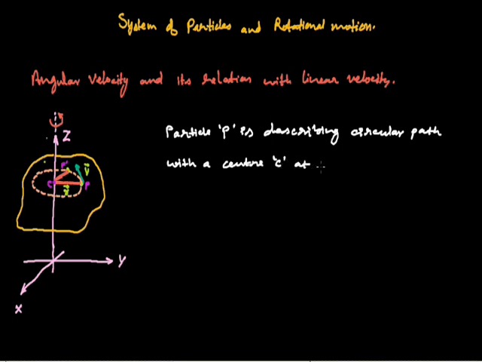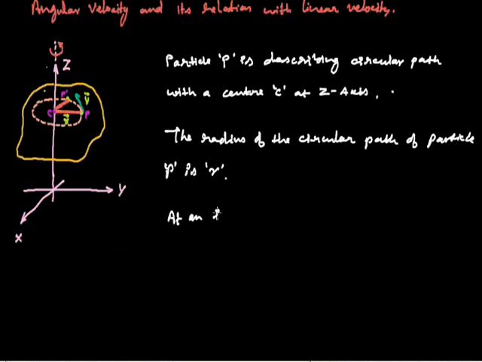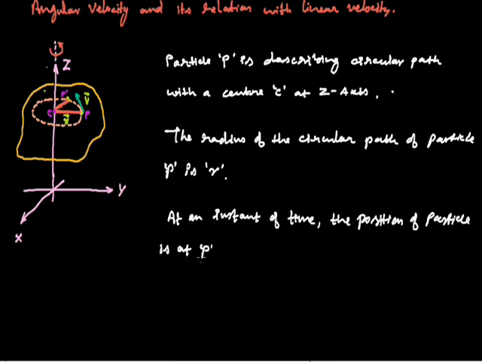at the z axis. The radius of the circular path of particle P is r at an instant of time. The position of the particle is at P with linear velocity v.